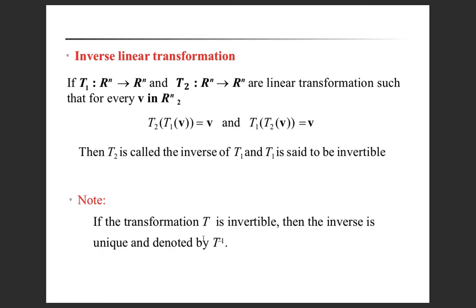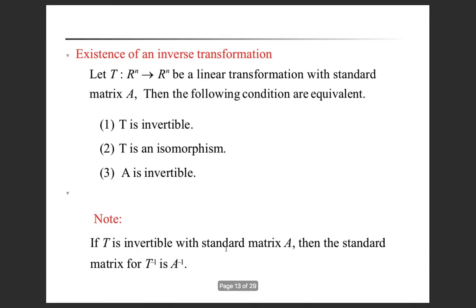If the transformation is invertible, then the inverse is unique. We have proved this in an earlier lecture, and it is denoted by T inverse. Now, existence of an inverse. Let T be a mapping from Rn to Rn, a linear transformation with standard matrix A. Then the following are equivalent: T is invertible, T is an isomorphism, and A is invertible. A is the standard matrix.